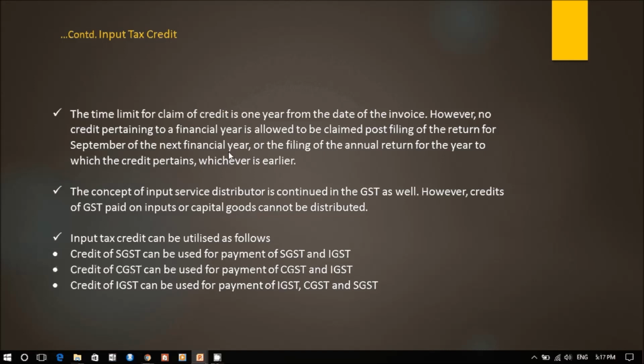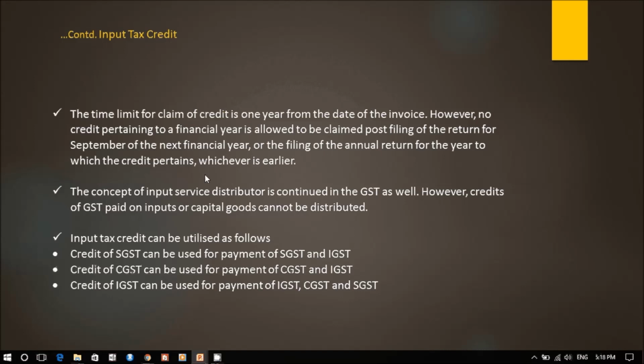So for the invoice dated 25th March 2016, if he had not claimed the credit up to 20th October 2017, that is the return of the month of September next following the financial year to which the invoice relates, then he would not be able to claim the credit. Third condition, filing of the annual return for the year to which the credit pertains.